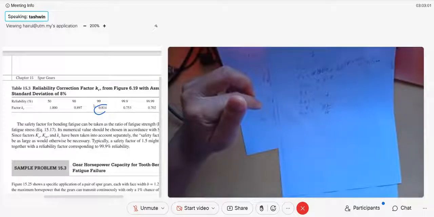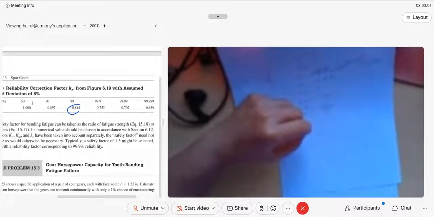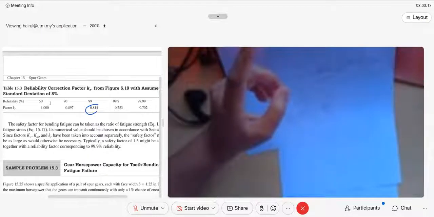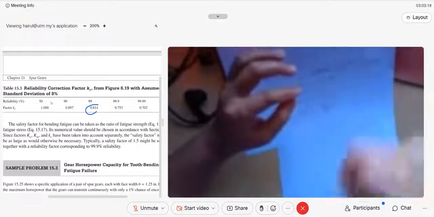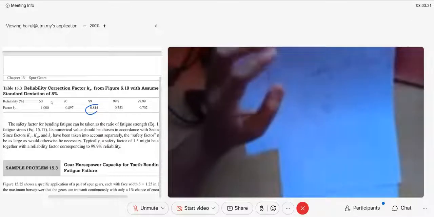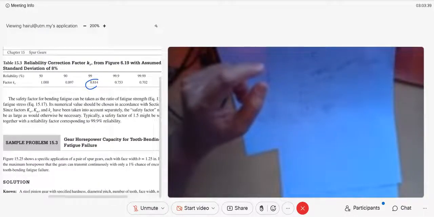Table 14 would already say reliability 98% or 97%, but for gears they already set their own. Table 14 is for bearings, if I'm not mistaken. Yes, that's about bearings. The bearing manufacturers already set the table in terms of quality. That is a different case. This one we go for gears. So for KR you use table 15.3, 99%, 0.814. Okay.